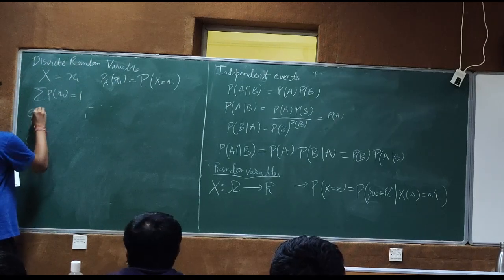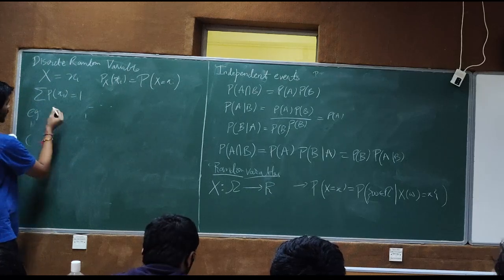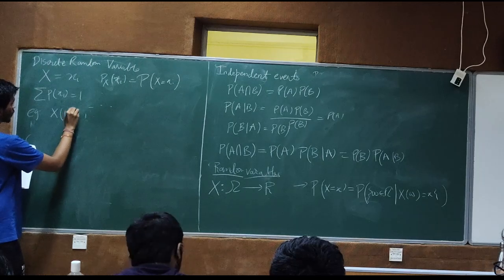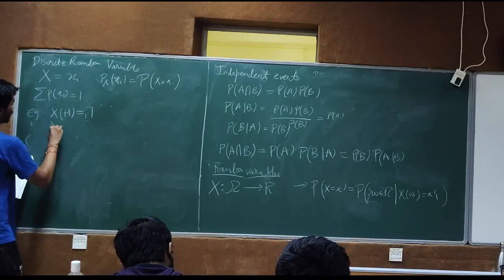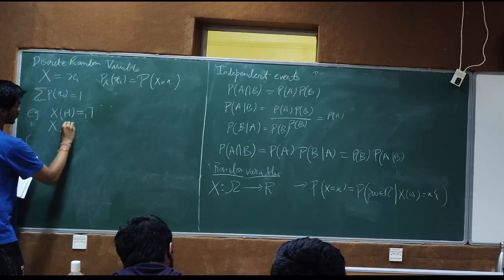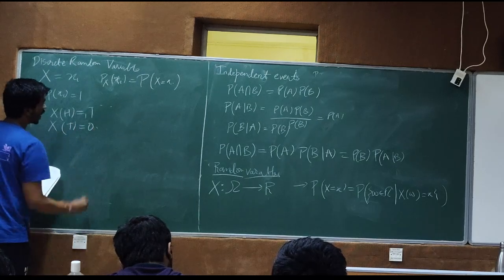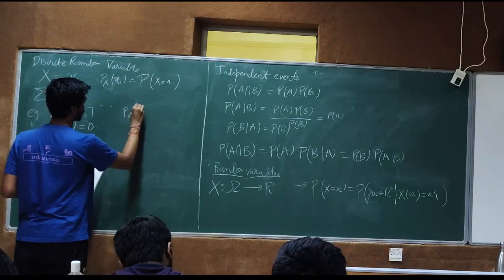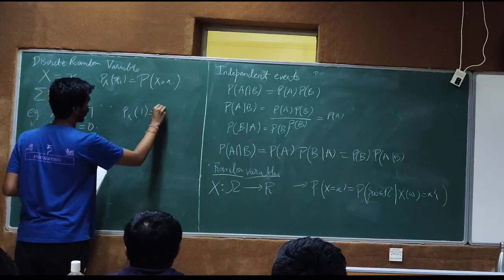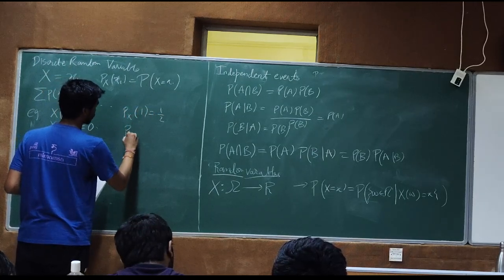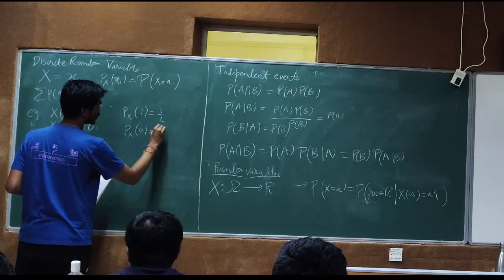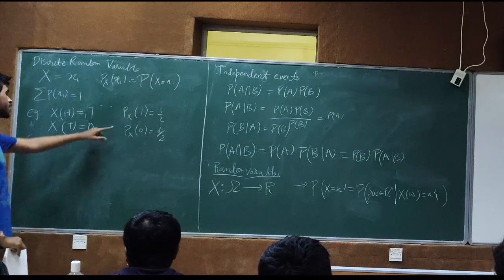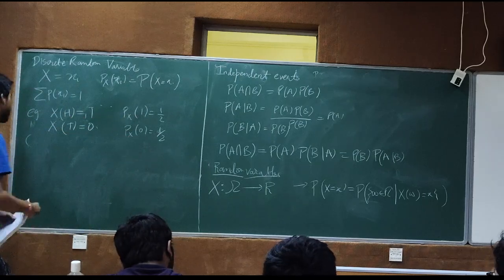So for our example of a coin toss, we can define a random variable which is 1 for heads and 0 for tails. And for this you can write the probability distribution as P_X(1) equal to half.